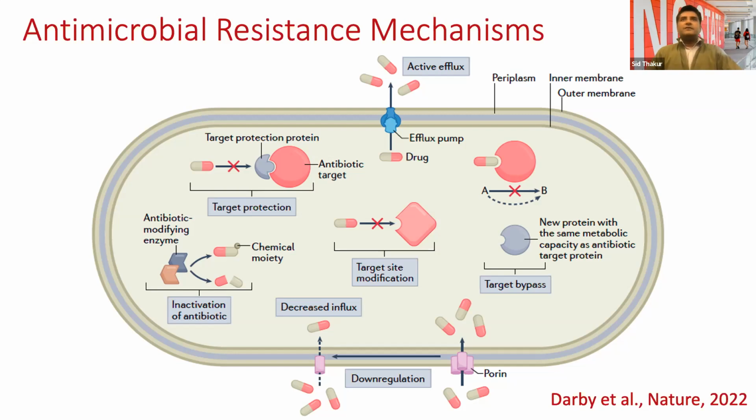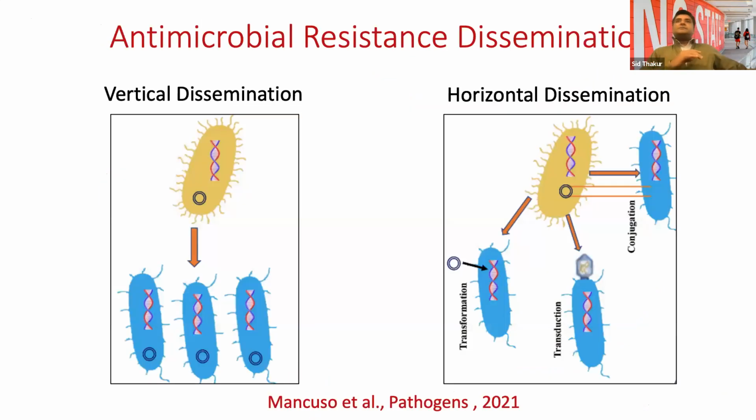They'll change the binding sites. So I gave the example of fluoroquinolones where they cannot bind to that DNA gyrase enzyme, and so a lot of it is also affinity based. So those are mechanisms of resistance.